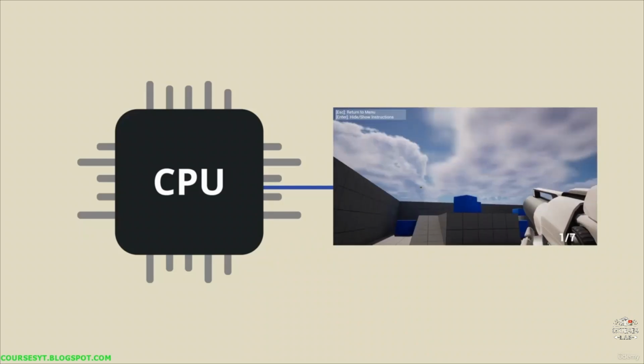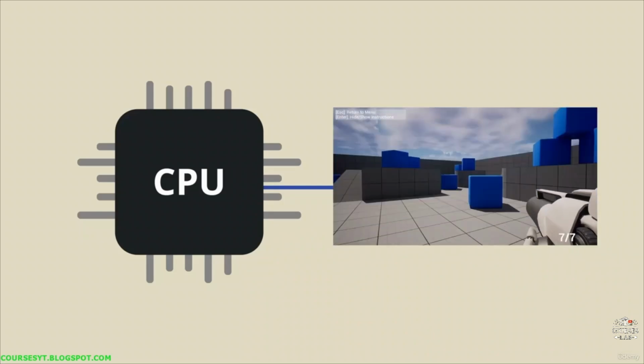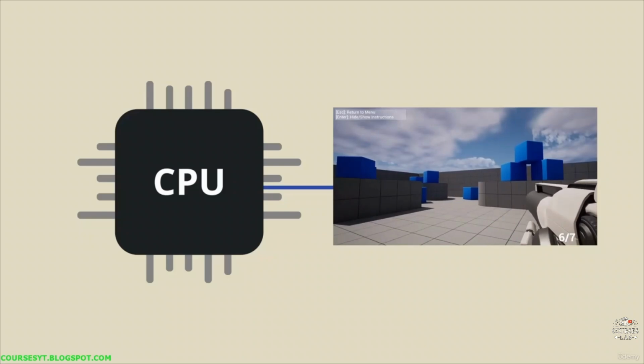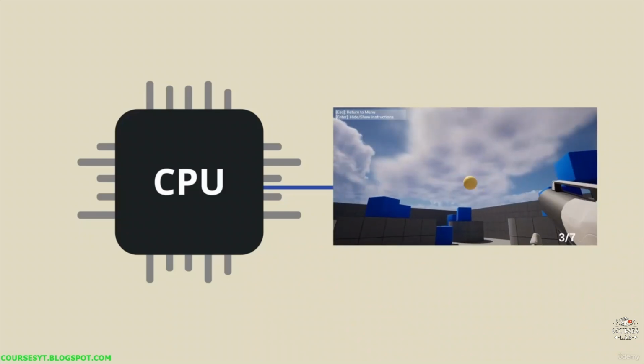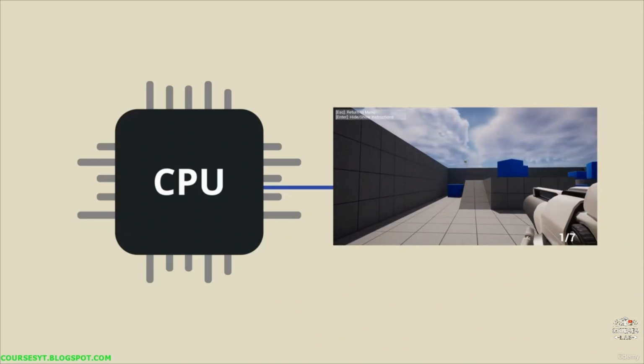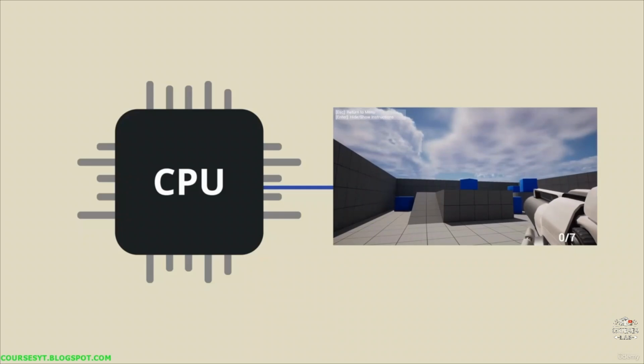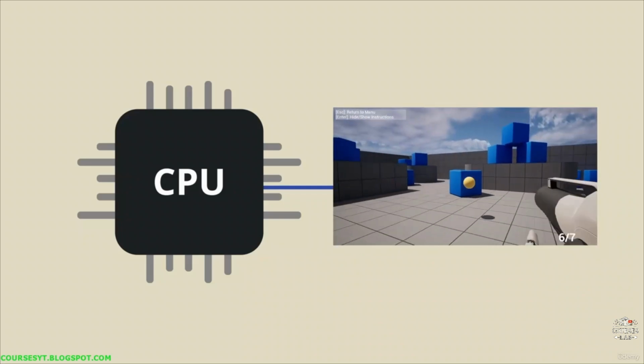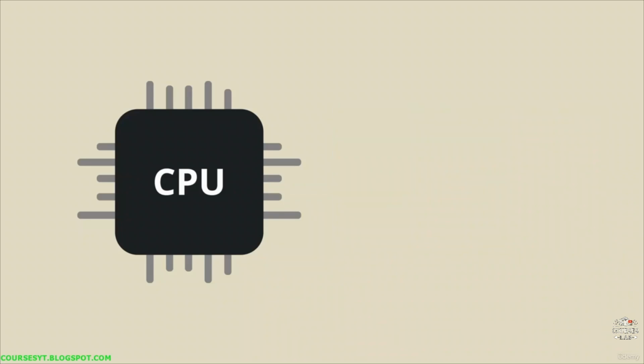For example, checking if the bullet actually collides with one of the boxes and making the box disappear, and adding points to your score if you've actually destroyed a box, and so on. There's millions of things that the CPU has to do every second in order to keep the game running.